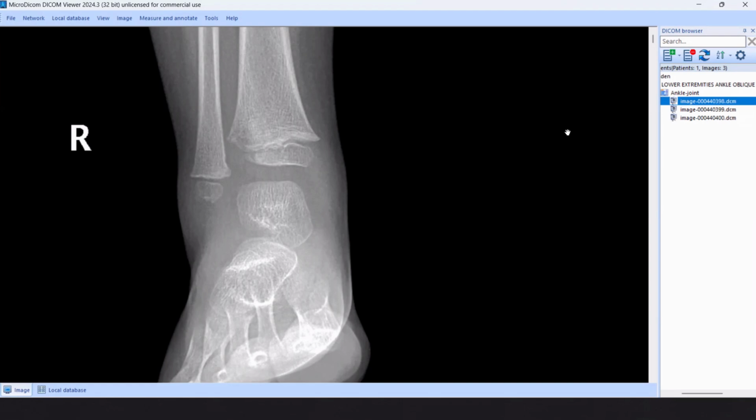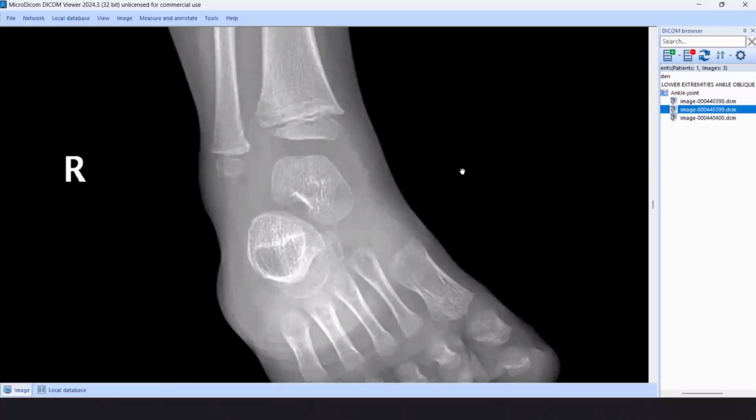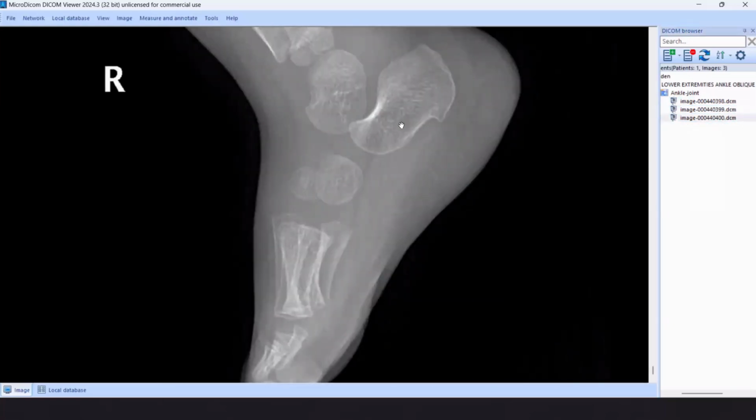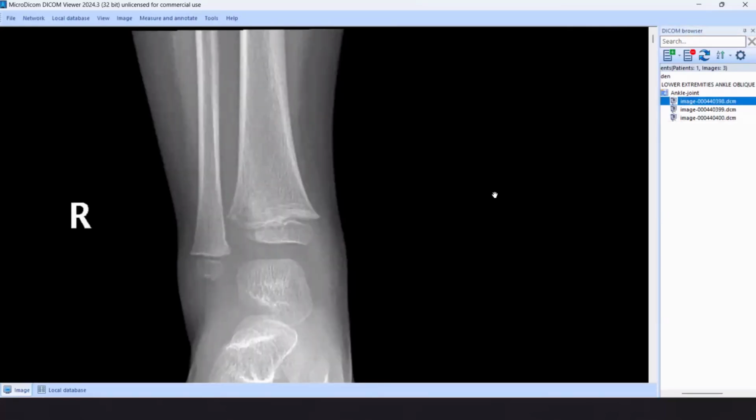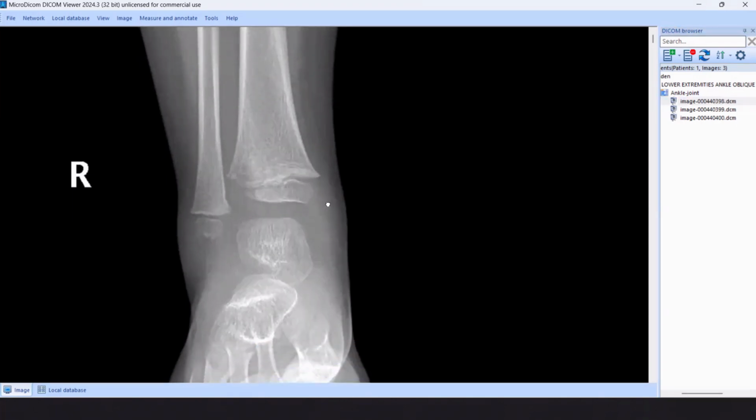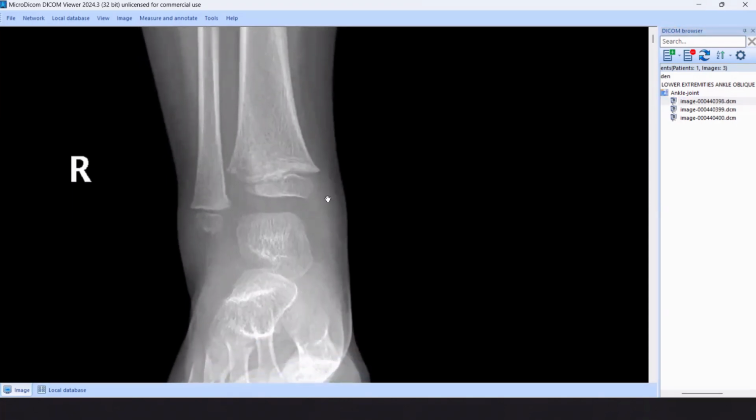Can I see the lateral again? Okay. I can see there is abnormality there in the distal tibia. But I think there's a lucent area there as well at the lateral side of the tibia. Okay. Let's conclude this case.